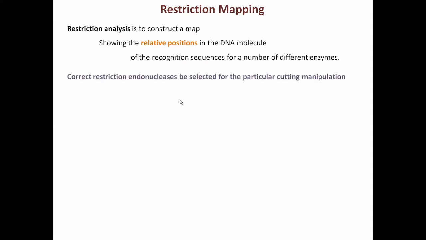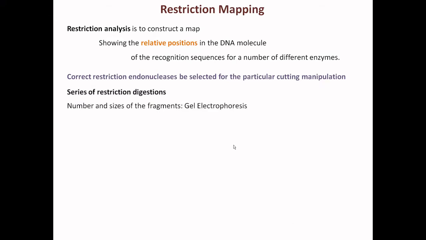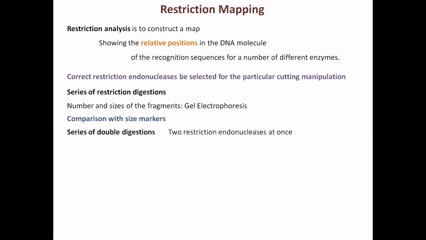The correct restriction endonuclease must be selected for the particular manipulation. Then we need a series of restriction digestions. The number and size of the fragments can be known by gel electrophoresis. Then we compare with the size markers, because the molecular markers have to be run in the gel. Then we need a series of double digestions.